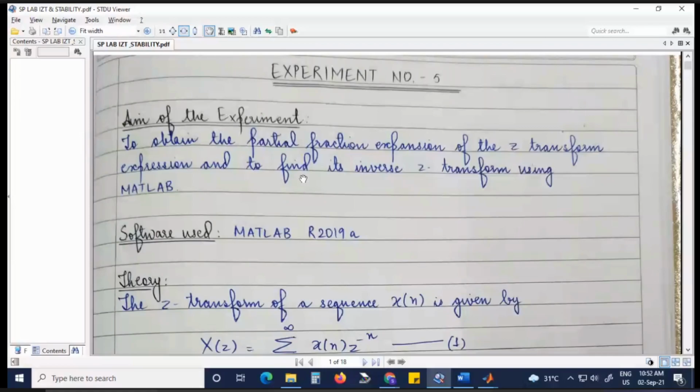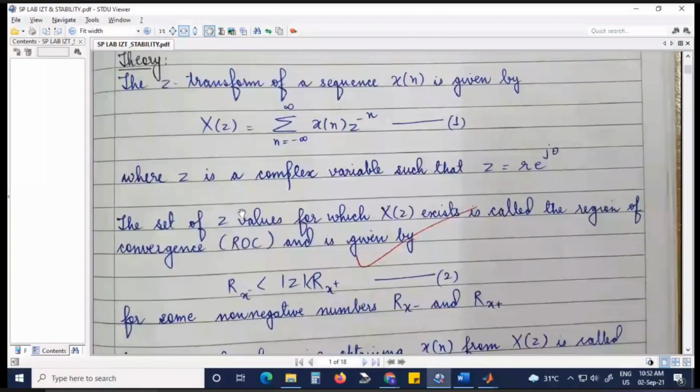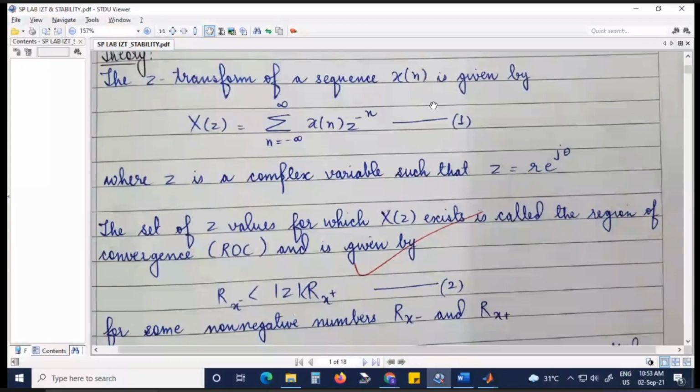So what is the formula for the Z transform? The Z transform formula is, you can see it is written, the Z transform of a sequence x of n is given by X of z equal to the sum from n equals minus infinity to infinity of x of n z to the power minus n.